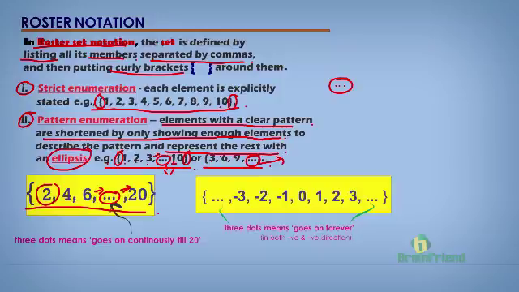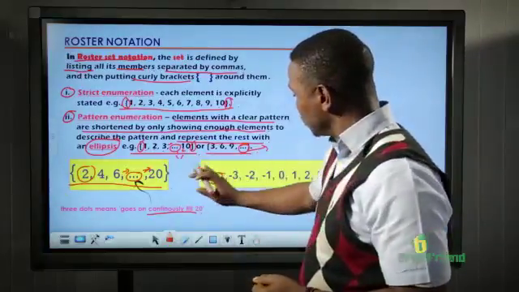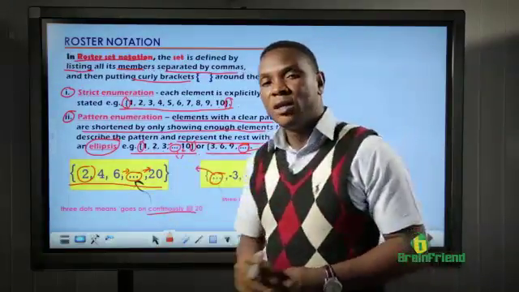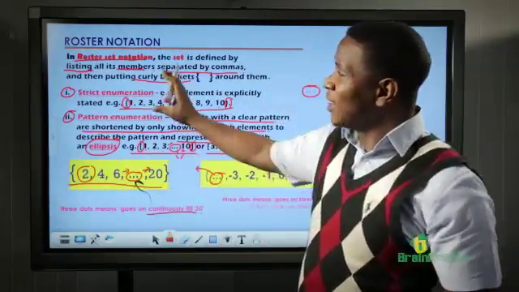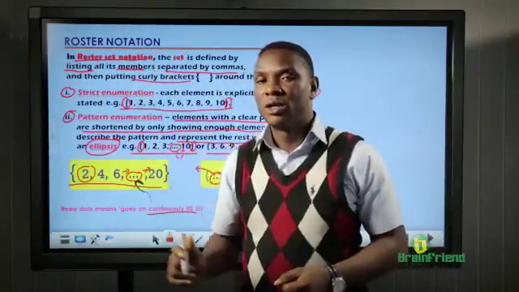The dot means goes on continuously till 20 in this instance. On the other hand, again, we see that our ellipsis may be used at the beginning or at the end of our list. It represents, again, a continuity in the negative direction in this instance, or a continuity in the positive direction in this instance. So our ellipsis again helps us to write out our list in a shorthand manner. And that's how we make use of our roster notation.